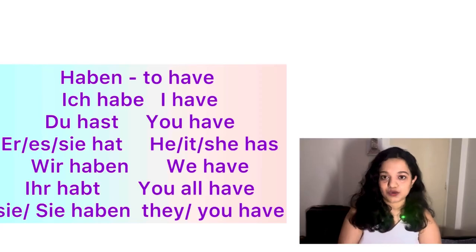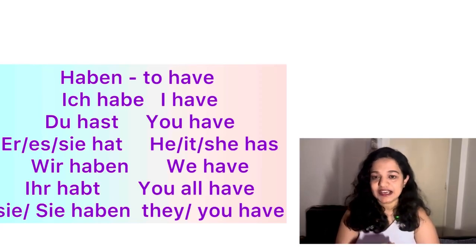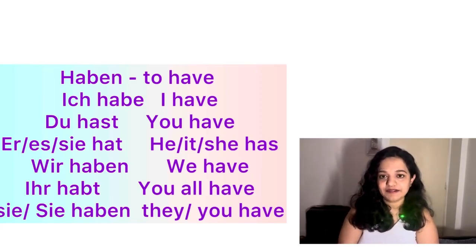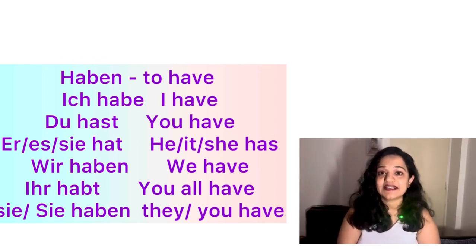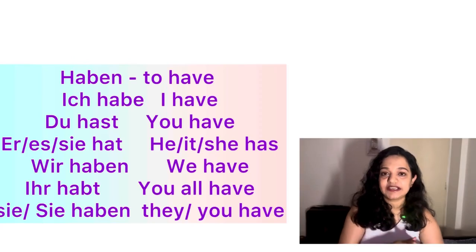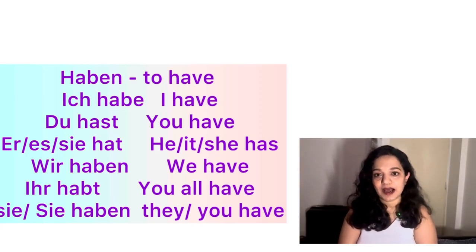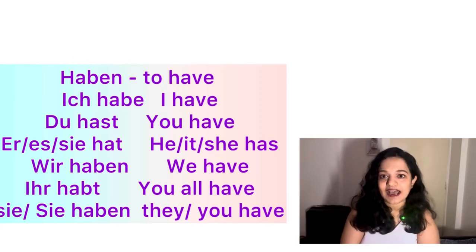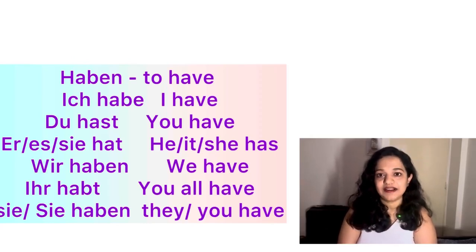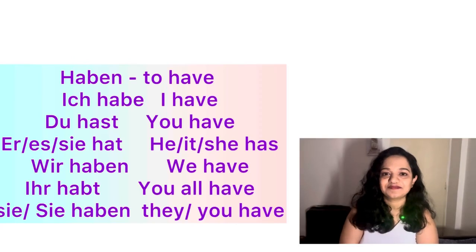So haben is a helping verb, the first helping verb, which means to have. Let's see the conjugation. Ich habe means I have. Du hast means you have. Er, es, sie hat means he, she, it has. Wir haben means we have. Ihr habt is you all have. Sie haben is they or you have.